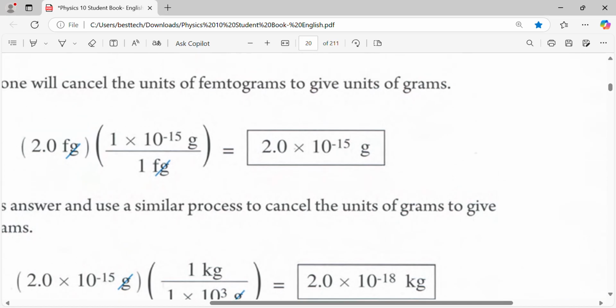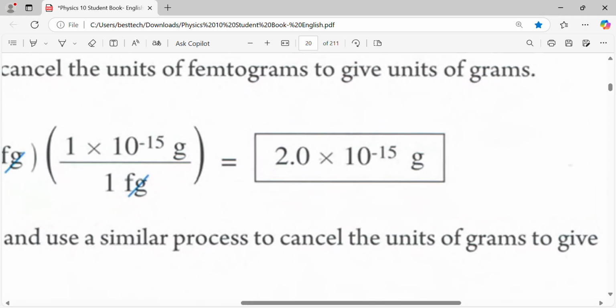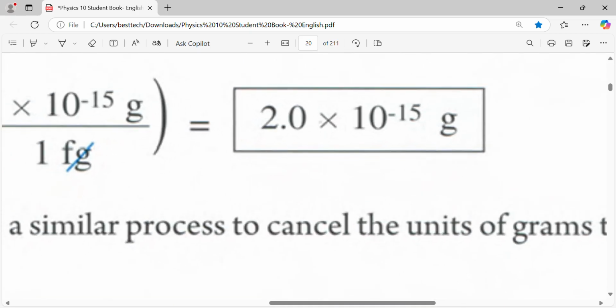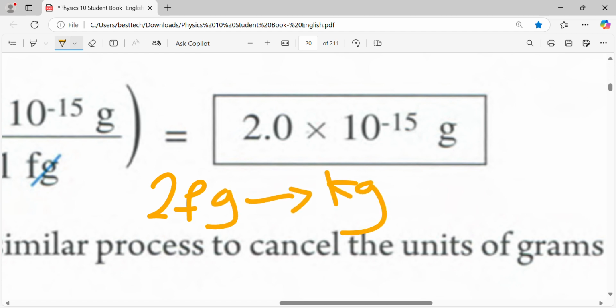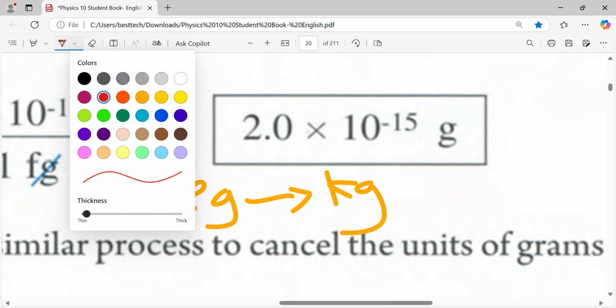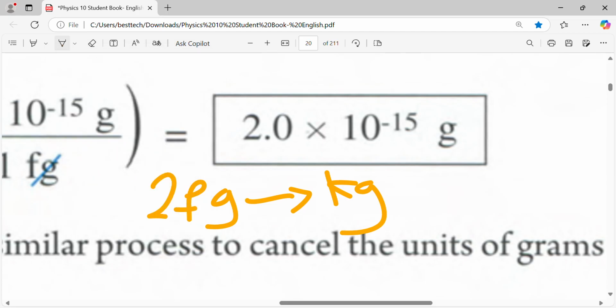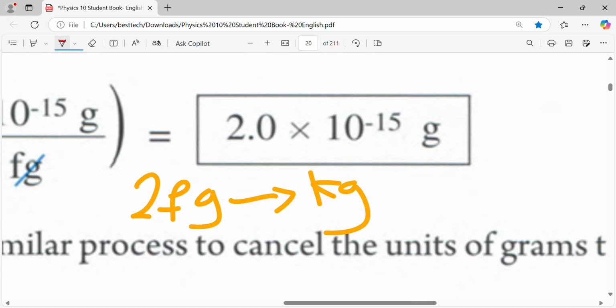The second part, the question said, now convert to kilogram. Guys, this was the number 2 femtogram. We did it by gram. Now make it kilogram. But guys, do you have any rule to directly convert in the tables from femtogram to kilogram? No, there is no rule. So what are we gonna do, Baba? We can get the benefit from the previous part.